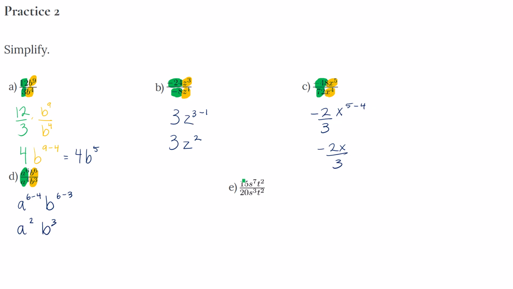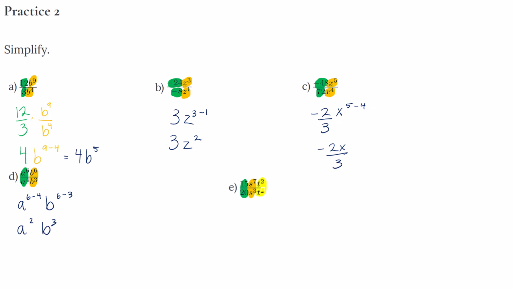For e, I'll be simplifying 15 over 20, putting my powers with the base of s together, and putting my powers with the base of t together. You'll notice that 15 and 20 do not really evenly divide each other, so we're going to have to reduce them just like we did with c.